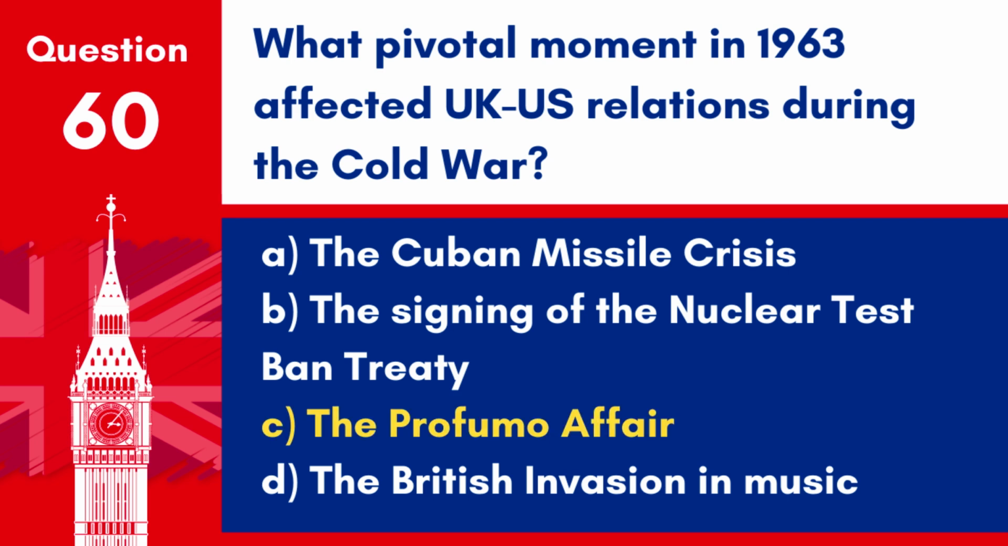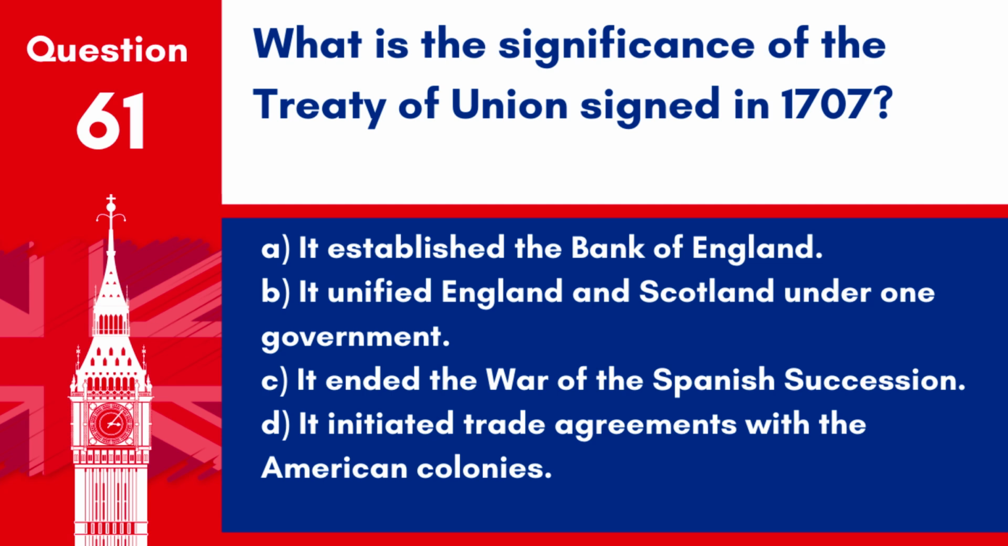Answer: C. The Profumo Affair. The Profumo Affair in 1963 was a major political scandal that affected UK-US relations during the Cold War due to concerns over national security and political integrity. Question 61. What is the significance of the Treaty of Union signed in 1707? A. It established the Bank of England. B. It unified England and Scotland under one government. C. It ended the War of the Spanish Succession. D. It initiated trade agreements with the American colonies.